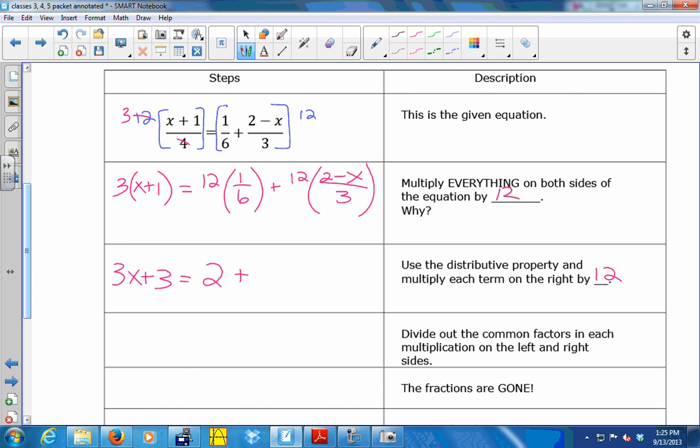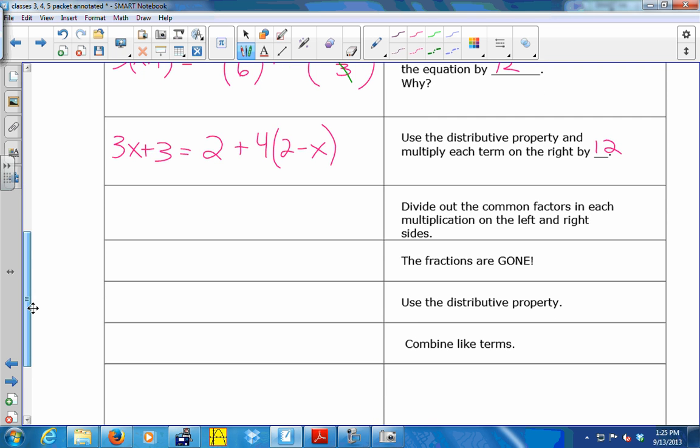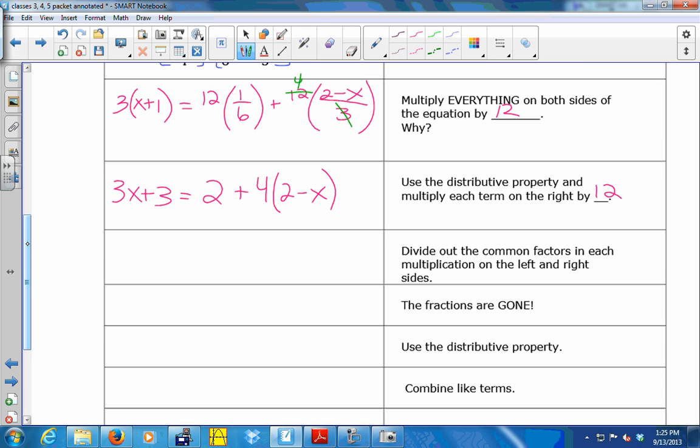And here I have 12 times 2 minus x divided by 3. What do I end up with? Yeah, before you distribute, you end up with 4, right, times 2 minus x. Because you can say 3 goes into 3 once and into 12 4 times. The 12 over the 3 reduces to 4. Okay, and now I have no fractions, right? My fractions are gone. I can do a little happy dance and then continue solving an easy linear equation.